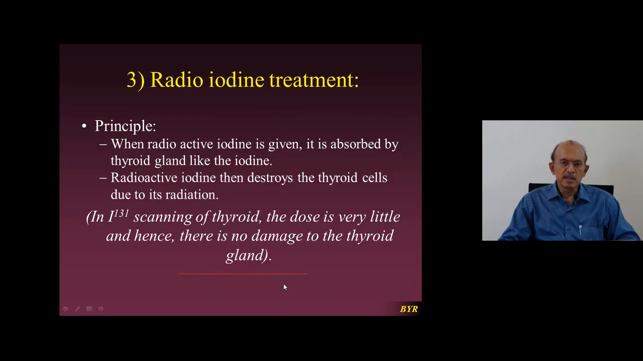In I-131 scanning, the dose is very little and hence there is no damage to the thyroid gland. In scanning, you give microcuries. For destruction of thyroid gland, you give millicuries. So the dose will be almost 100 times more in case of therapeutic management. For diagnostic scanning, you give a very small dose.